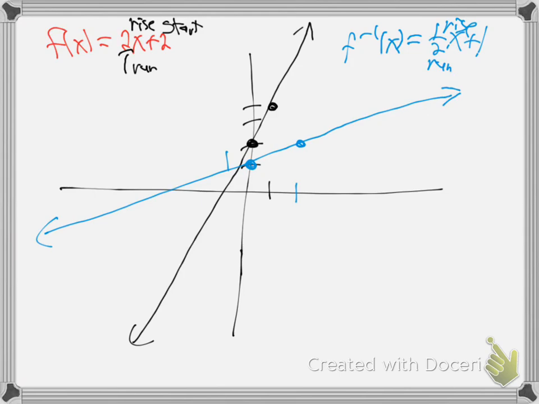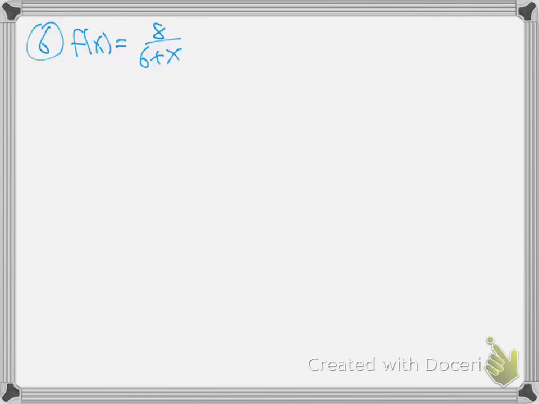Like that. All right, up 1 over 2. So there we go, the function and its inverse. Okay, so we're supposed to, number 6 here, find the inverse. So the same 2 steps. Step 1, switch x and y. Step 2, solve for y.